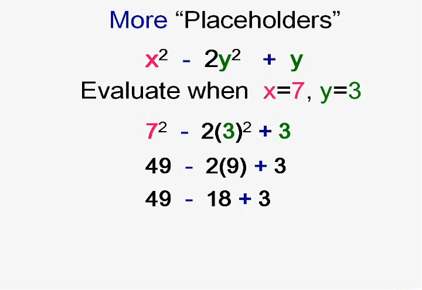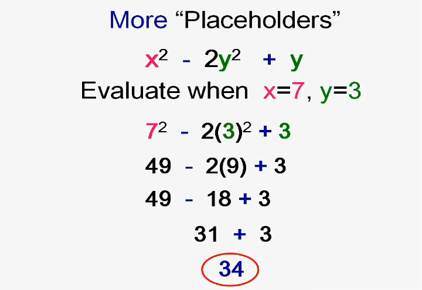Now this is interesting. I have an addition and a subtraction, or a subtraction and an addition, and they're on the same step, aren't they? They're all step 4. I have to work from left to right now. I have to do 49 minus 18 first, then add the 3 to get the correct answer.